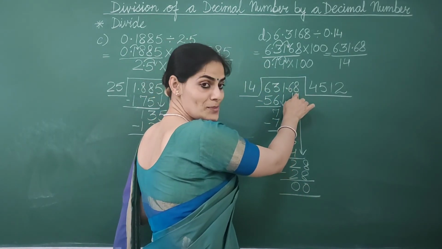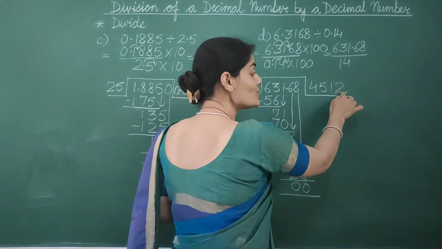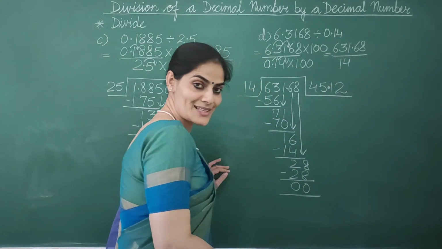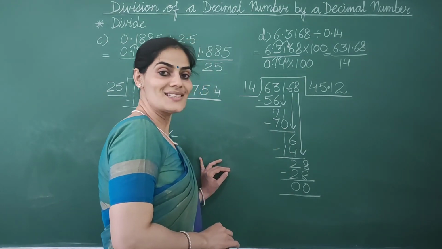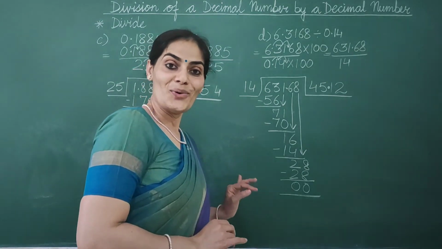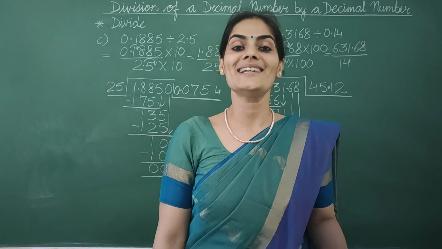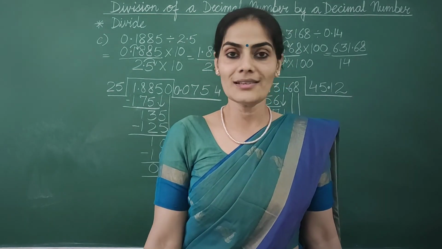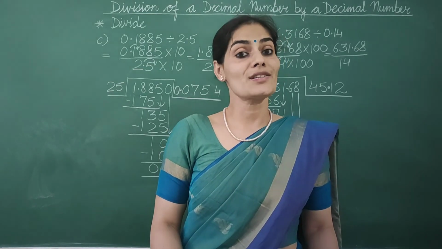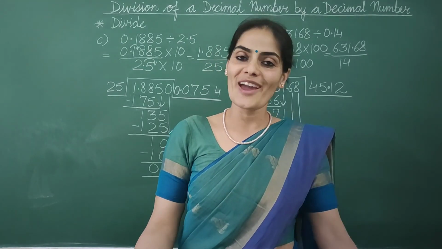Let's count the decimal places in the dividend, 1 and 2. So count 2 digits from the right side, 1, 2, and put the decimal. So the quotient here is 45.12. I hope you students would have surely understood how to divide a decimal number by another decimal number. It appears to be quite complex, but if you follow the steps, the division problem becomes very easy.